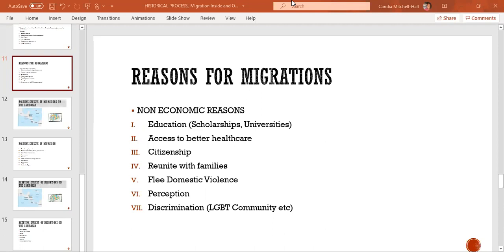Right? So these are some of the reasons or factors that influence migration. Education, scholarship. Some people migrate because of access to better health care. Other people migrate because they want to gain citizenship of another country.